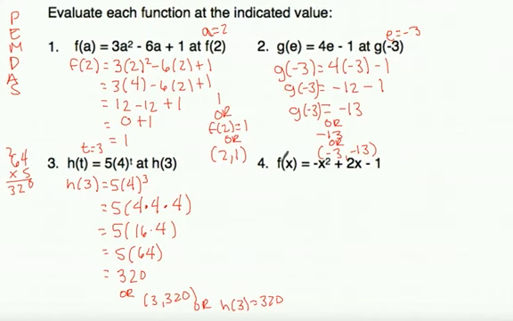And then for number 4, let's do f of x equals negative x squared plus 2x minus 1 at f of negative 1. So if I plug that in, that means that for x I'm plugging in negative 1. So I would have f of negative 1 equals negative 1 squared plus 2 times negative 1 minus 1 actually.